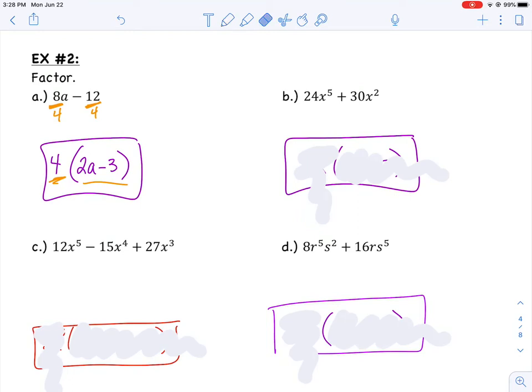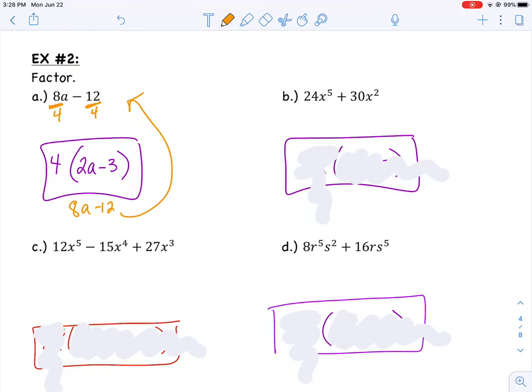Now you can always double check that answer is correct by simply multiplying back through. So what's 4 times 2a? 8a, right? And what's 4 times negative 3? Negative 12. And that should always get you back to where you started, so you know you got the correct answer. Let's do some more.